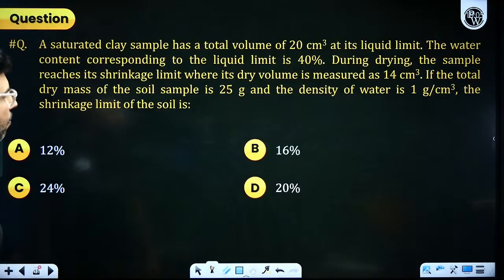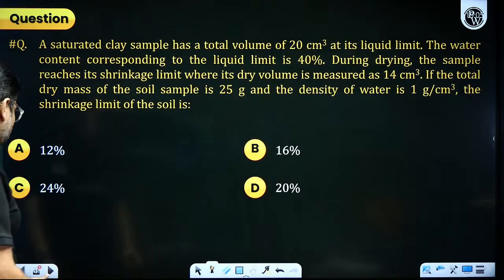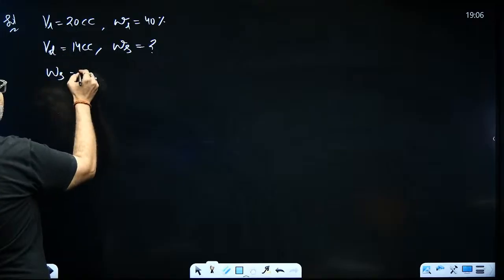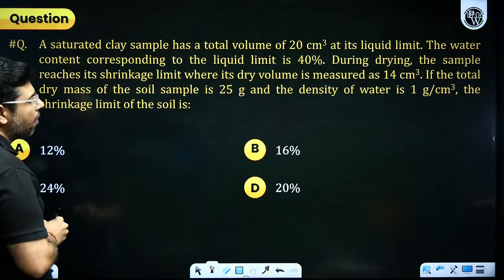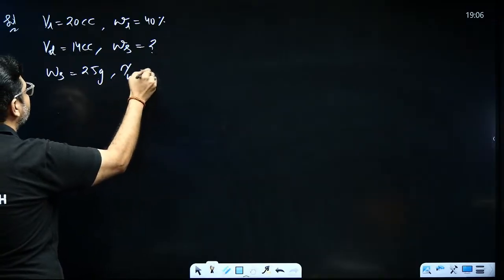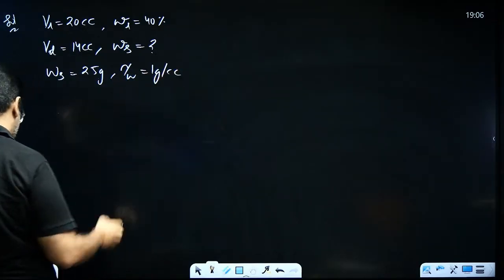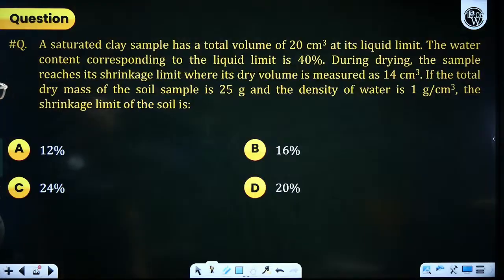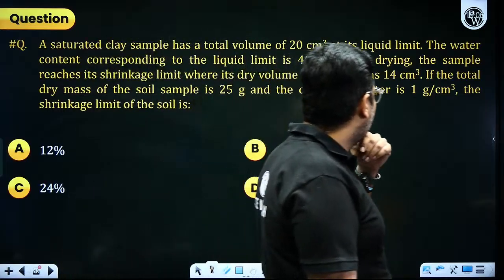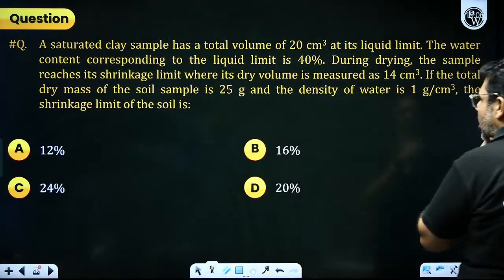If the total dry mass of the soil sample, the weight of soil solids, is how much? 25 grams. Gamma W I will take as 1 gram per cc. Everything is in gram and cc. We have to find out the shrinkage limit of the soil.